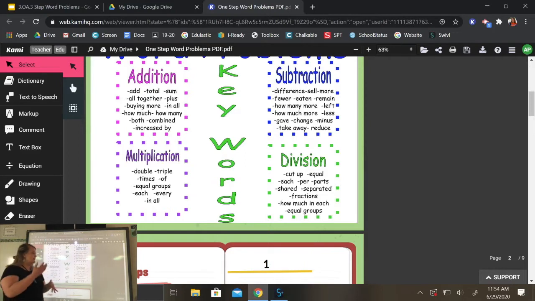Division, you might be cutting something up into equal groups, how much in each group, they're separated. What I like to tell my students is, if you know the total, then it's going to be division. If you don't know the total and you're trying to find the total, it's going to be a multiplication problem. So what I like to think is, find the word each. That's going to tell you it's multiplication or division. If you know the total and you see the word each, it's going to be a division problem. If you don't know the total and you're trying to find the total and you see the word each, it's going to be a multiplication problem.